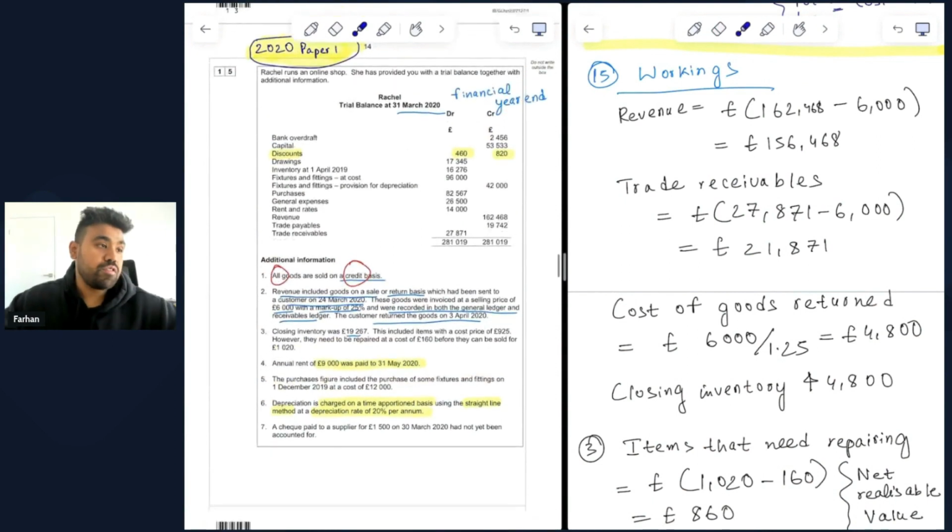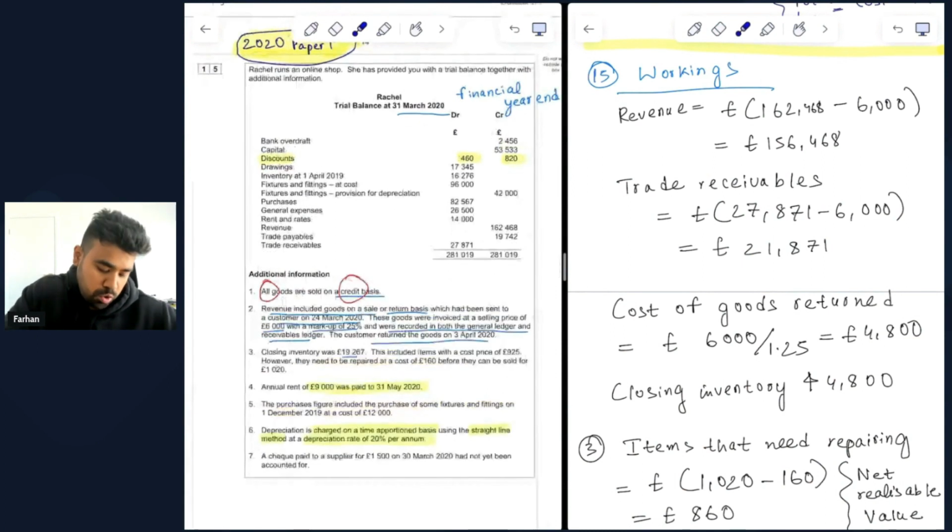So starting with the first additional information, all goods are sold on a credit basis. What about information number 2? Revenue included goods on a sell or return basis. So if revenue included goods on a sale or return basis, which had been sent to a customer on 24 March 2020, these goods were invoiced at a selling price of £6,000 with a markup of 25% and were recorded in both the general ledger and receivables ledger.